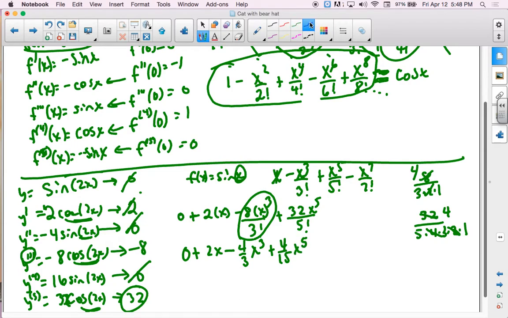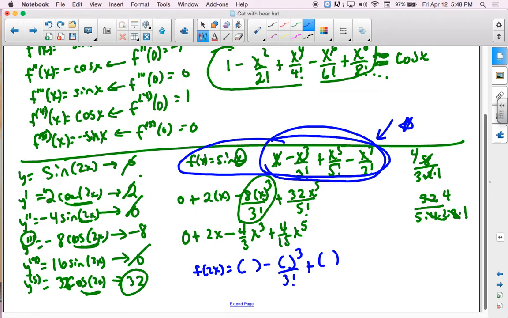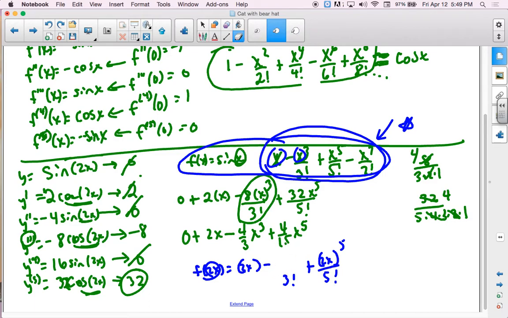Don't forget that this is a polynomial. So if I know f of x, what would f of 2x be? Let's fill it into our already found polynomial. For f of 2x, instead of x, I'm going to put in 2x.